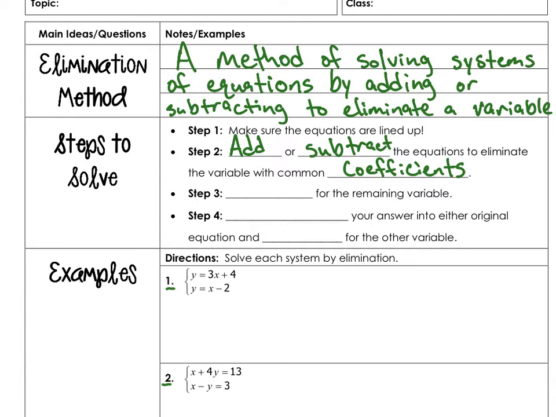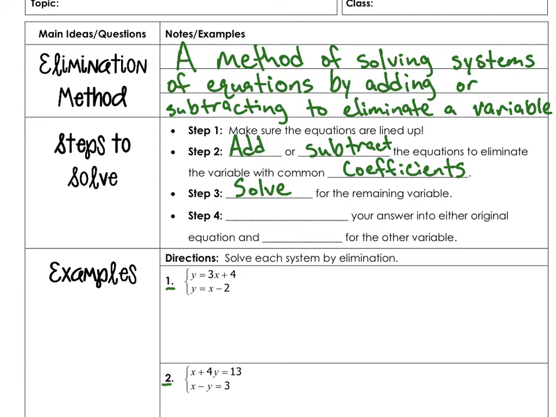Step 3. Whenever we add or subtract equations to eliminate a variable, we're going to be left with a simple statement where we only have one variable left. And we are going to solve for that remaining variable. Now, we've already solved equations before. This is your callback to semester 1.